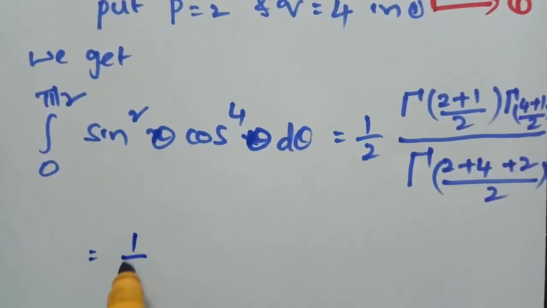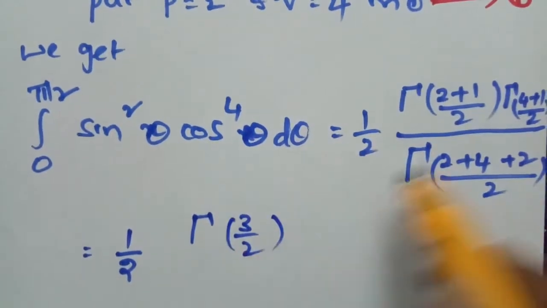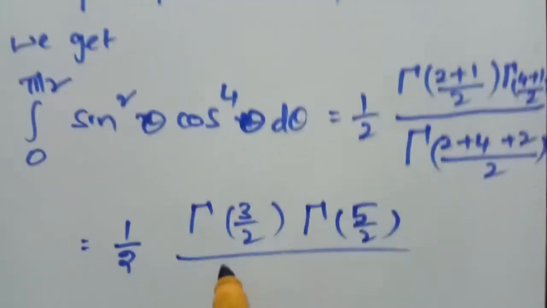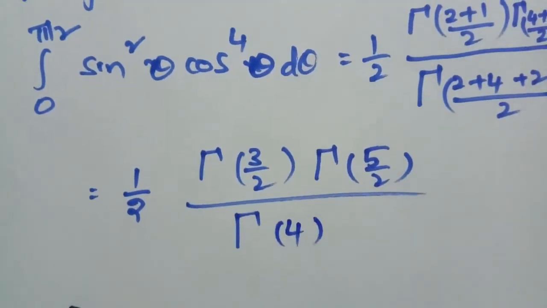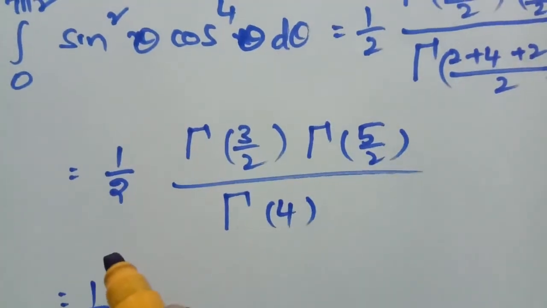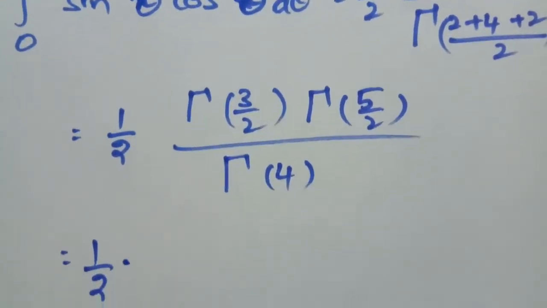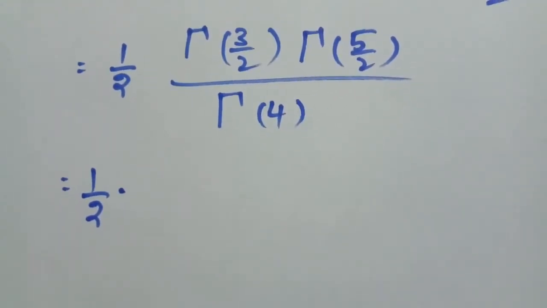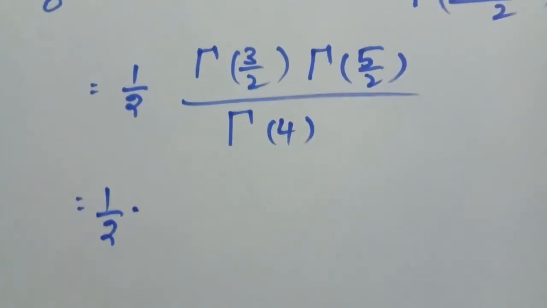This is equal to 1 by 2 times gamma 2 plus 1, 3 by 2, gamma 4 plus 1, 5 by 2, by gamma 8 by 2, that is gamma 4, is equal to 1 by 2 times positive fraction. N is a positive fraction. There is a formula for the positive fraction. So write down n minus 1, n minus 2, n minus 3 and so on, n minus r, where n minus r is greater than 0, into gamma n minus r. So continue the series of products so long as the factors remain positive.